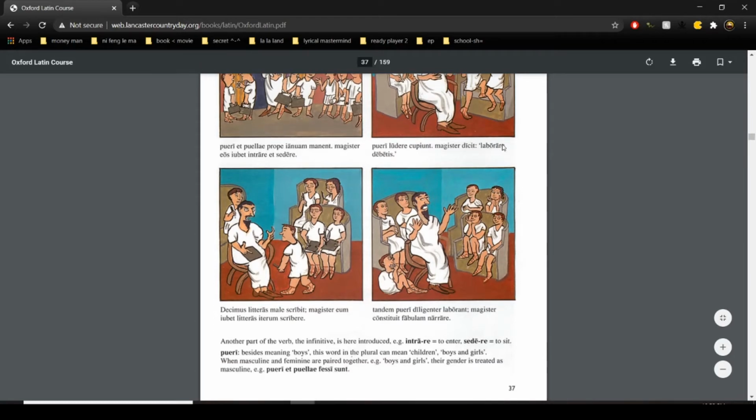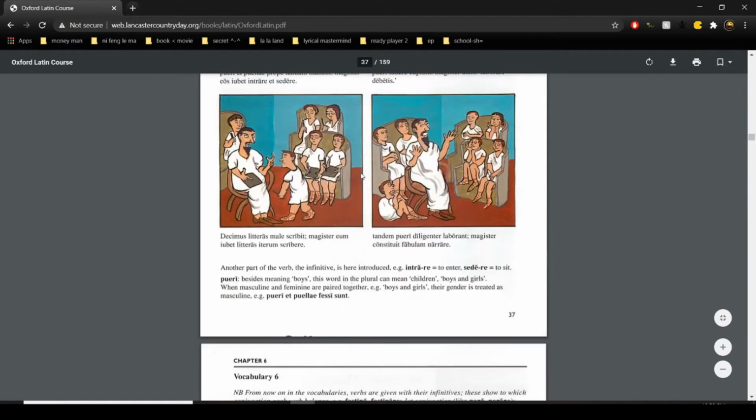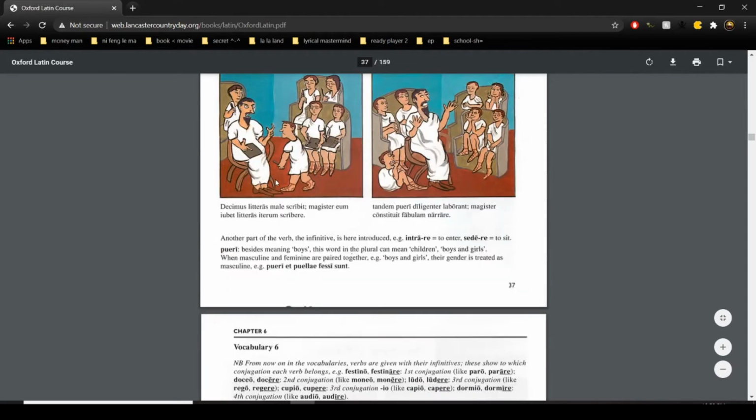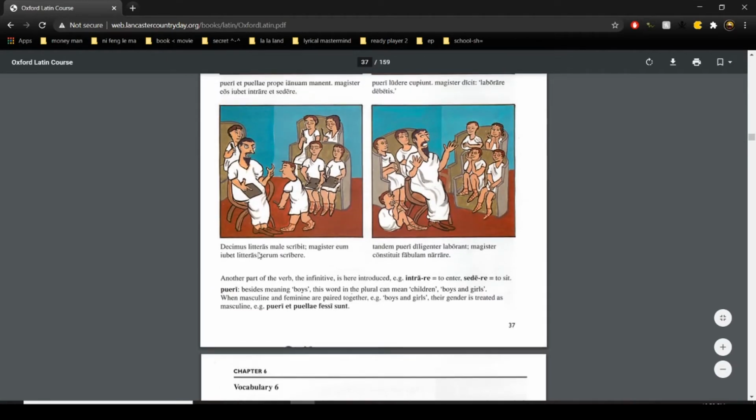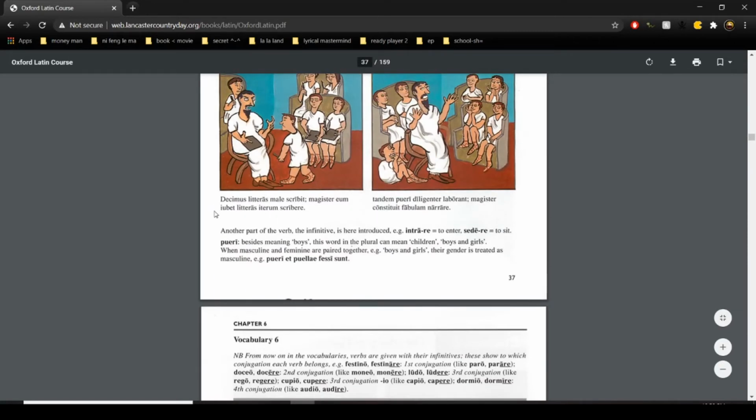Here the infinitive isn't translated with to work. It's just you must work. It depends on the context. It's not exact translation to English, but you just have to adapt it into the English language because English is weird. Here we have decimus litteras male scribet. So decimus writes the letter badly. Magister eum iubet litteras iterum scribere. So the teacher, this is iubeo, helps him. This is accusative. To write the letter. And iterum is again. So the teacher helps him write the letter again.